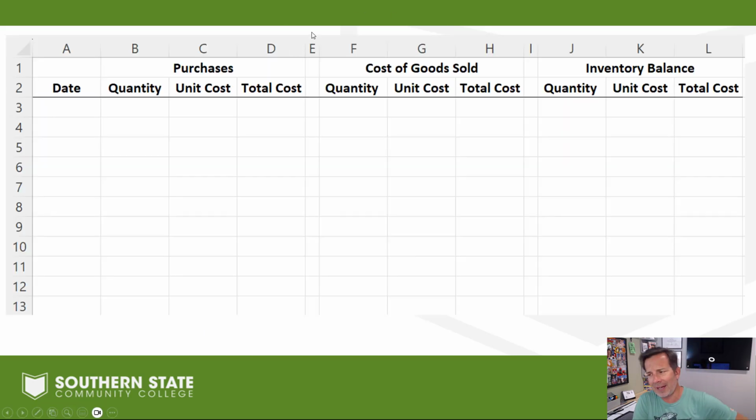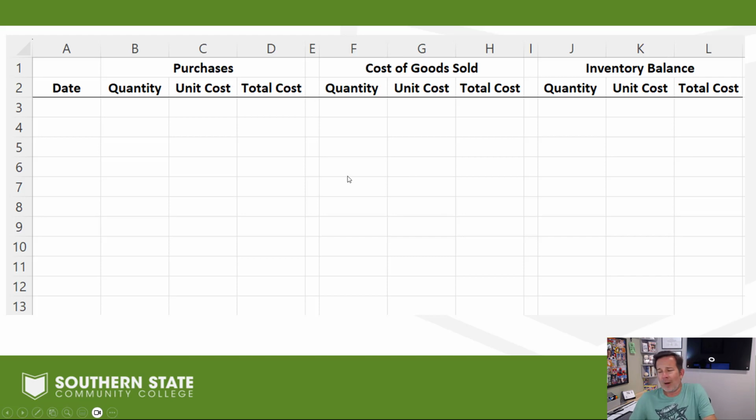We're not going to wildcat it. As fun as that might be, we're going to use a template that I've put together. And I got this in Excel. We'll work through it, but I'm going to show you what all is in the template. I've got an area to record purchases of inventory. I've got an area to record cost of goods sold. And I've got an area to record the inventory balance after every purchase or sale of inventory.